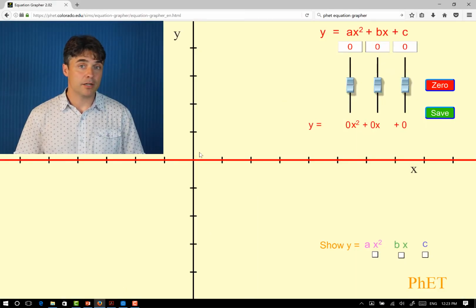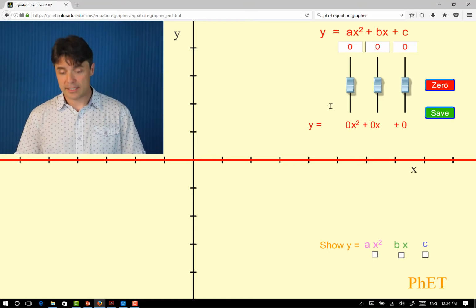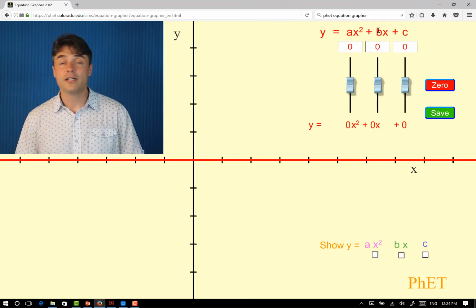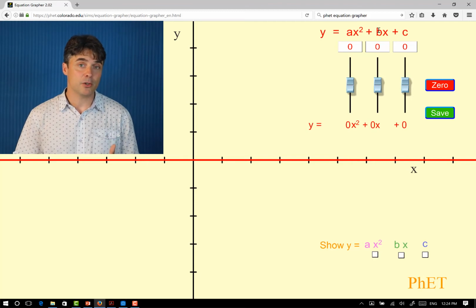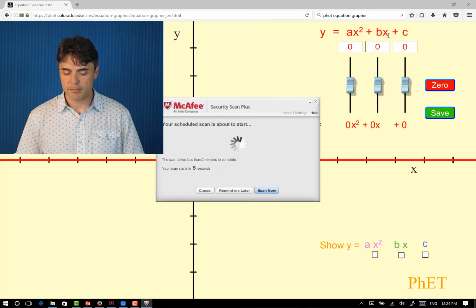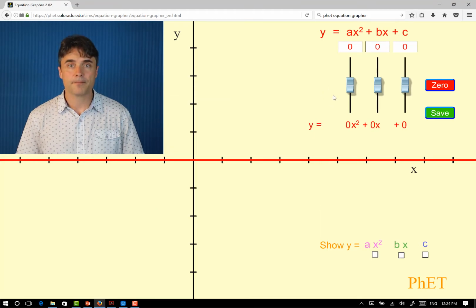Y is typically plotted on the vertical axis and x on the horizontal axis. If your equation has some x's on the right-hand side, then for every value of x you try, you can compute a corresponding value of y. And then you can put a red dot on your graph at just the right xy coordinates. This online equation grapher, to which there's a link below, lets you play around with this particular equation, y equals ax squared plus bx plus c.